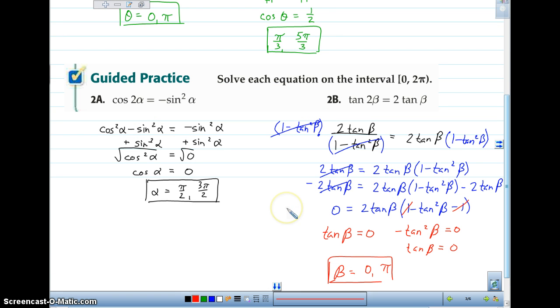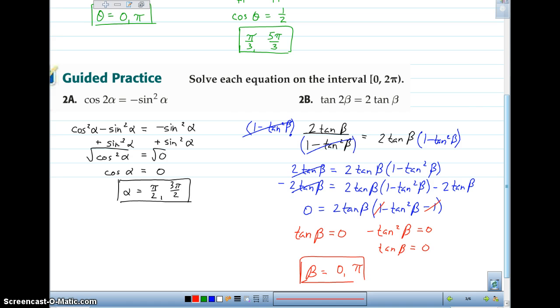Okay, so here are the solutions to the last set of problems. For cosine of 2 alpha, again, this is my preferred one to use, change it to cosine squared minus sine squared. And I especially use that because I noticed that I had a negative sine squared there. Those are going to cancel out really easily. So I added the sine squared over, that turned to 0. Solved for cosine squared. I got when cosine of alpha is equal to 0. Over the interval, that's at pi over 2 and 3 pi over 2.